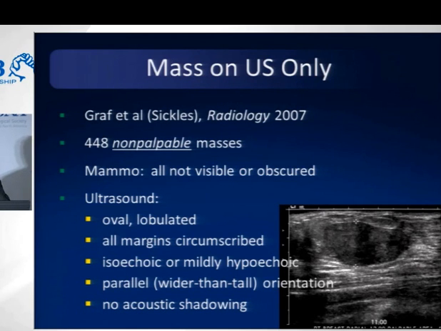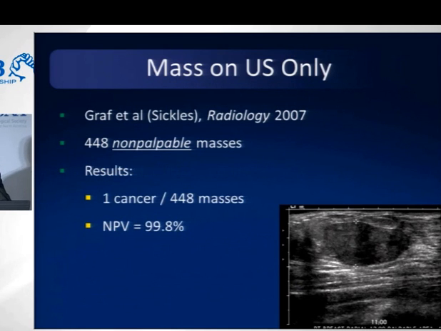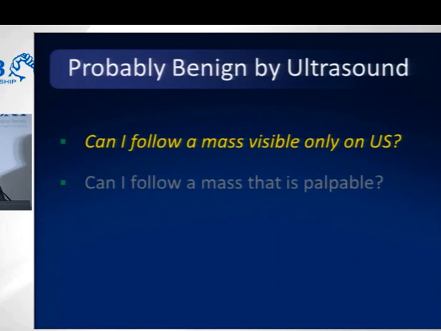So of the 450, how many of those turned out to be malignant? 1. So 1 out of the 450, that's a negative predictive value of 99.8%, certainly well less than the 2% likelihood for things that we are comfortable calling probably benign. So, can I follow a mass that's visible on ultrasound only? If it meets all of those criteria and looks like a typical fibroadenoma, yes, that's safe to do.